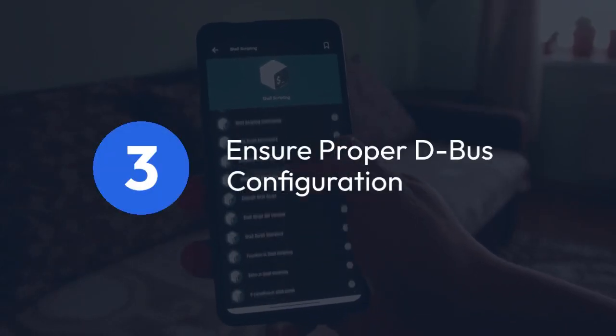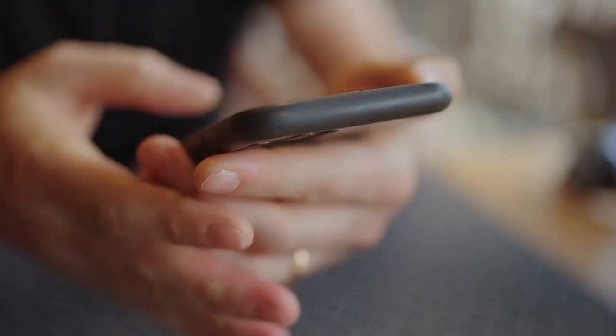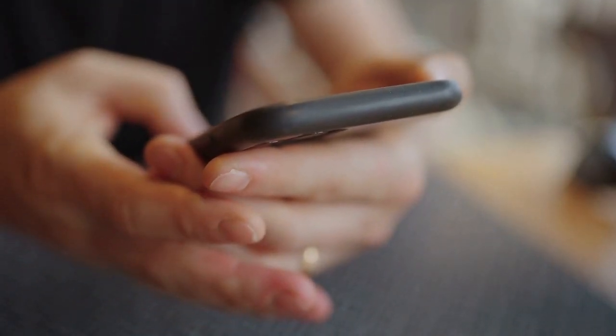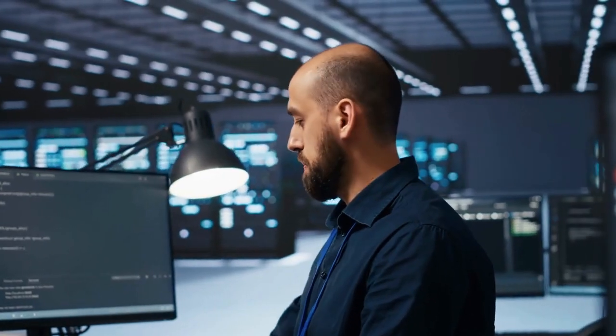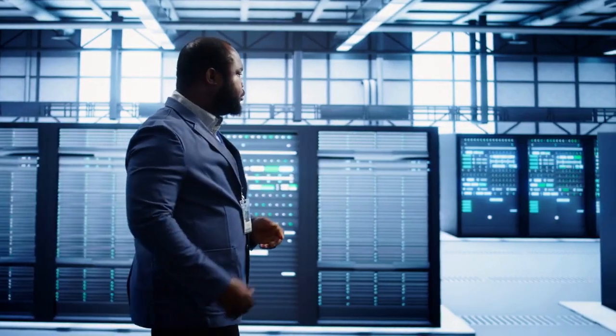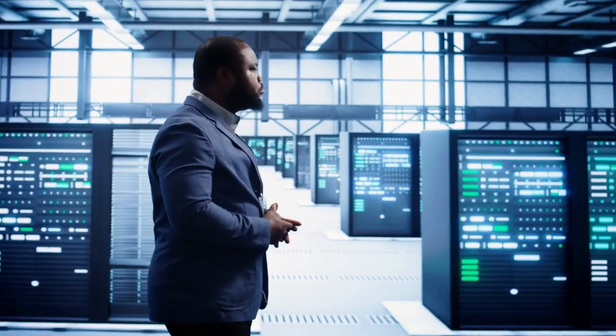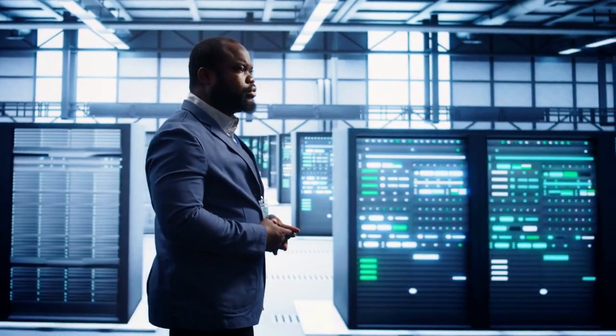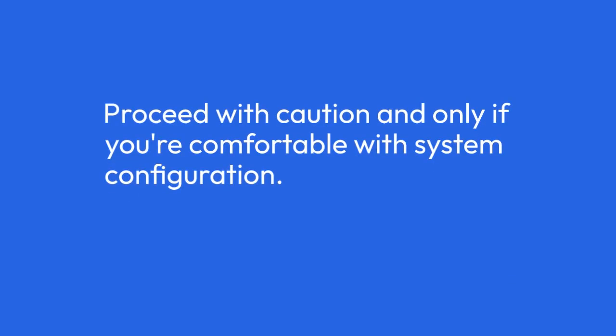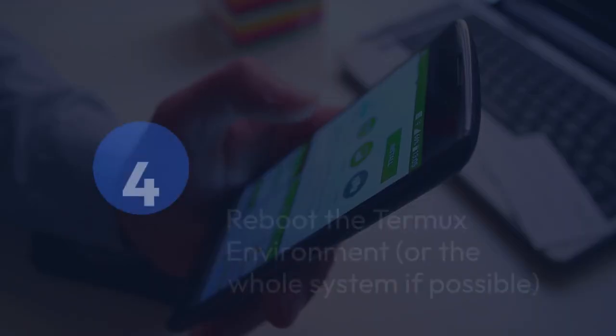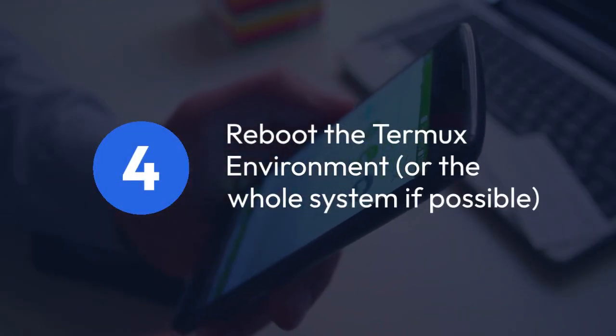3. Ensure proper dbus configuration. A misconfiguration in your dbus setup could also lead to this error. While less common in Termux, checking the dbus configuration files can be helpful. The main configuration file is usually located at /etc/dbus-1/system.d/. However, directly editing these files within Termux's limited environment can be risky, so proceed with caution and only if you're comfortable with system configuration. Backup any files before modifying them.